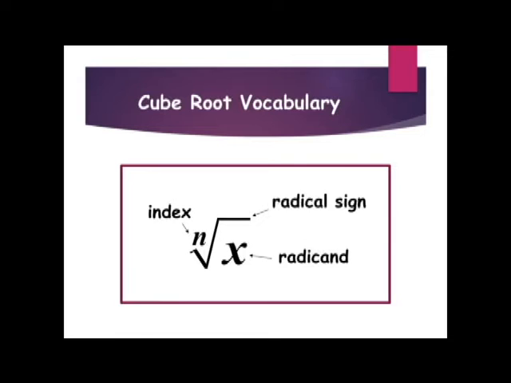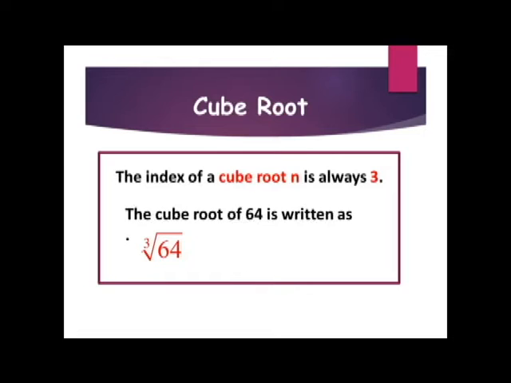The topic is how to simplify cube roots. Let's revise the cube root vocabulary. You have the index number, and then you have the radical sign, and then you have what we call the radicand. The index of a cube root is always 3. The cube root of 64 is written therefore as cube root 64.